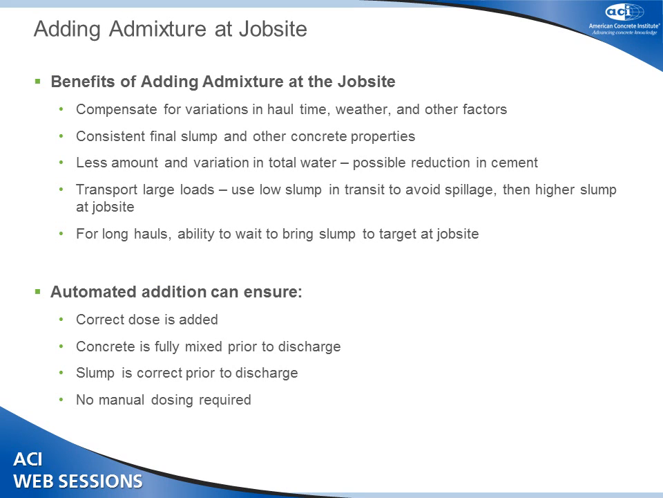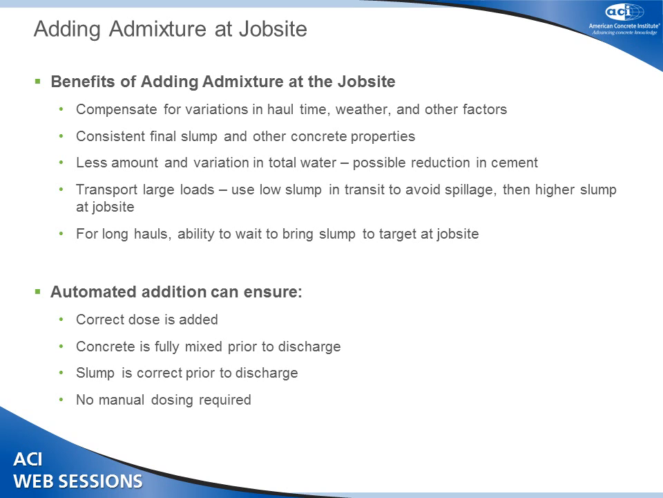So what are the benefits of adding admixture at the job site? First of all, you can compensate for variations in haul time, weather, and other factors without having to add water, without having to increase the amount or the variation in the total water that's added. You get consistent final slump, and consistent final slump means consistent other properties. It means that your air content's more consistent, your strength is more consistent, and so forth. As I mentioned, there's less variation in water.